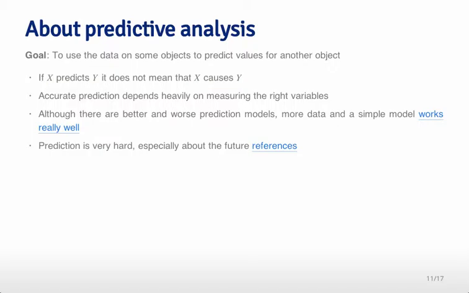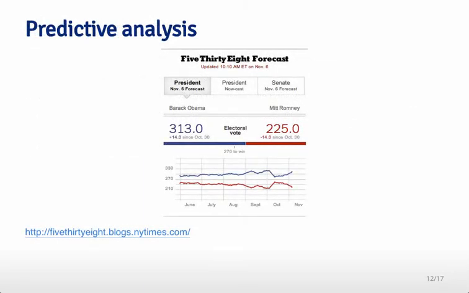Accurate prediction depends heavily on measuring the right variables. And although there are better and worse prediction models, it's pretty clear that more data and a simple model tends to work really well. Prediction is very hard, especially about the future. And so this is a funny quote that is very accurate, actually. And I've linked to some references here where you can see other people who have said that same thing over and over.